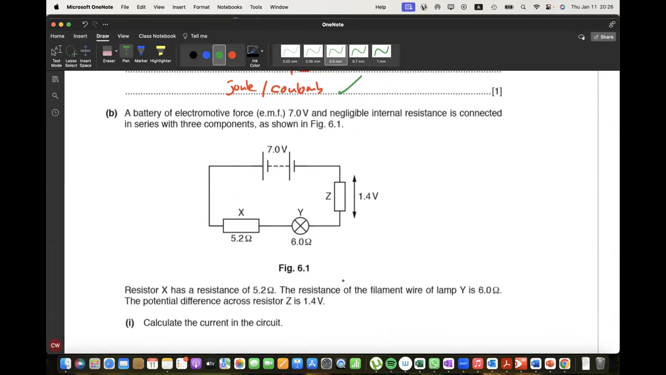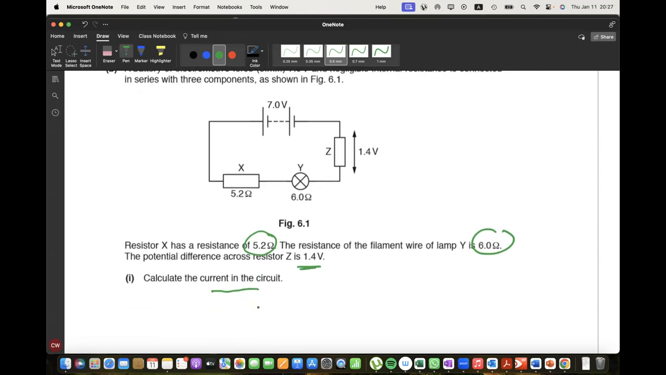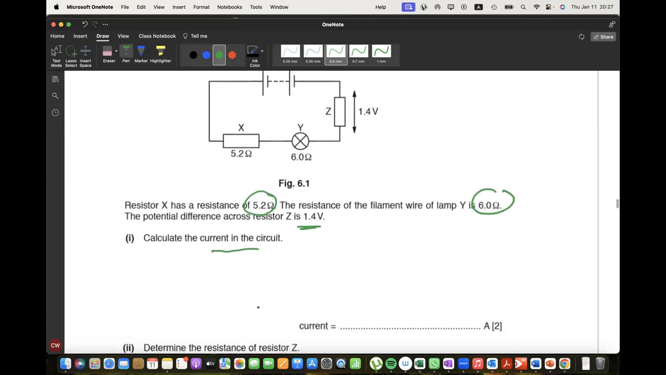Okay, current. How to find? You got so many things. Can see 5.2. Can see 6. Can see 1.4. What is the current now? Okay, you try. Let's see how many of you can get correctly. Try. Tell me your answer.